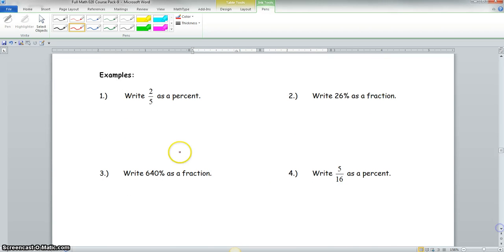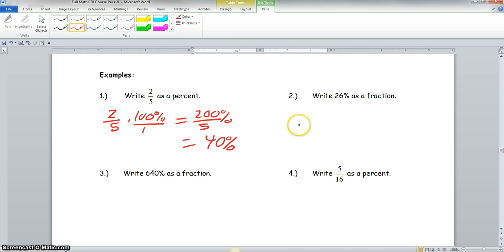Now it says examples. Write 2/5 as a percent. So we could take 2/5 times 100% over 1. 2 times 100, we know it's 200, all over 5, and we have our percent here. And you can use your calculator. 5 goes into 200 40 times, so it's 40%.